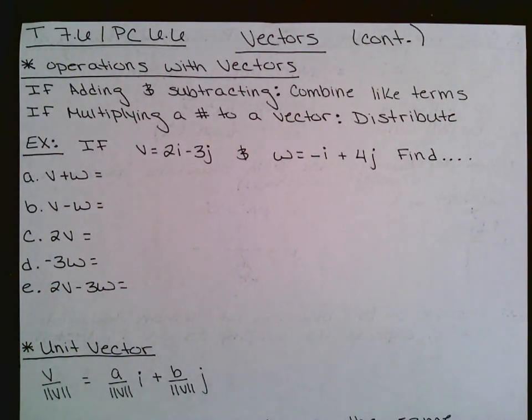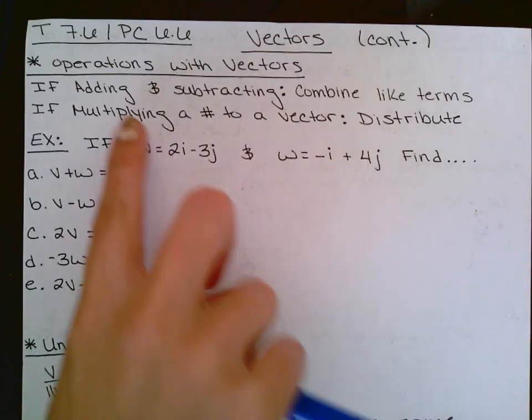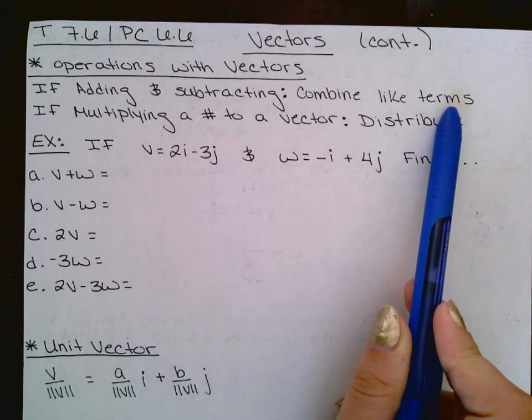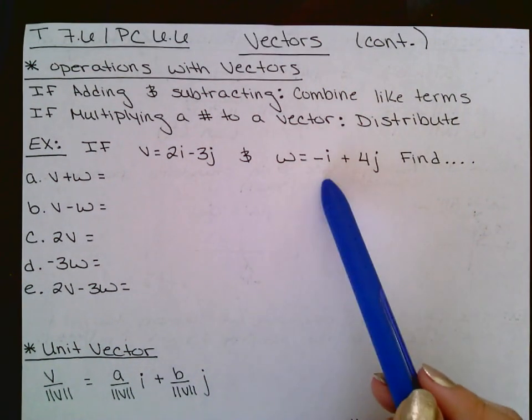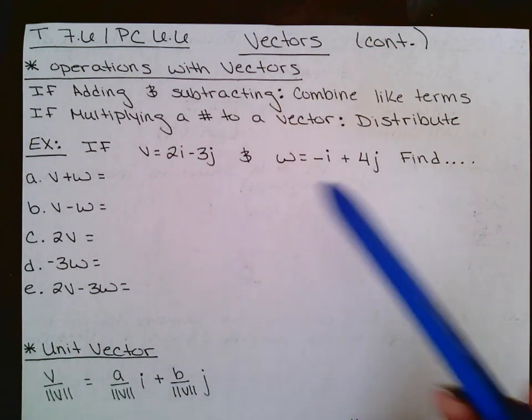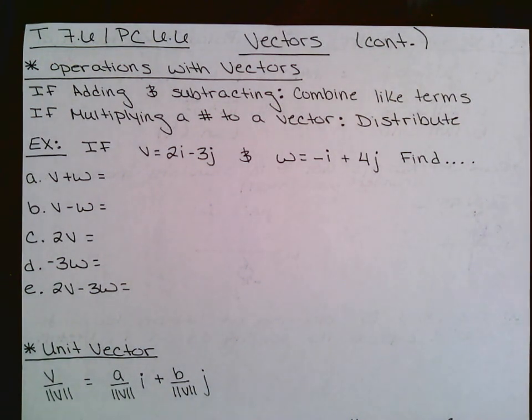The first thing we're going to do is very simple, and it is operations with vectors, okay? So although vectors have i's and j's, I want you to pretend it was an equation with x's and y's. It works the same way, okay? So if I have two vectors given, and I want to add or subtract them, all I'm going to do is combine like terms. That means if I'm adding, I'm going to add the two i's together and add the two j's together. If I'm subtracting, then I just subtract the two i's and subtract the two j's.